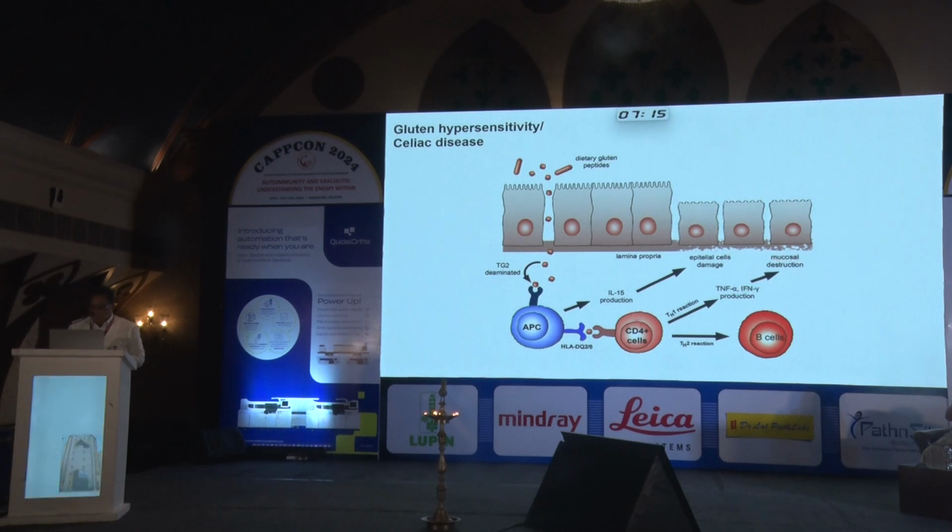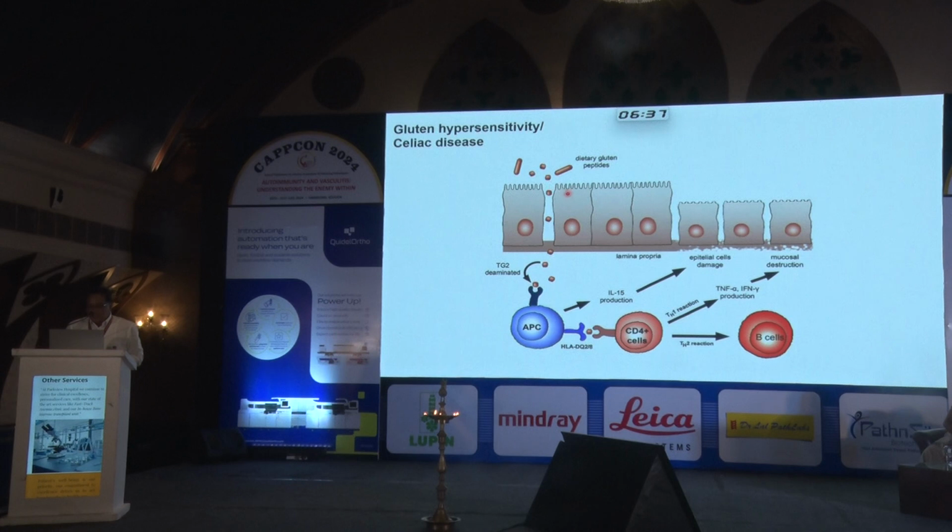Okay? And these CD4 cells, which are primed by the dietary gluten, will also induce the antigen-presenting cells to produce a lot of IL-15, which will again cause epithelial damage. So here you see that the bulk of the damage is caused by the T cells. But we diagnose celiac disease by demonstrating antibodies. Now, antibodies may play a pathogenic role in celiac disease as well, but they are more of a disease marker.